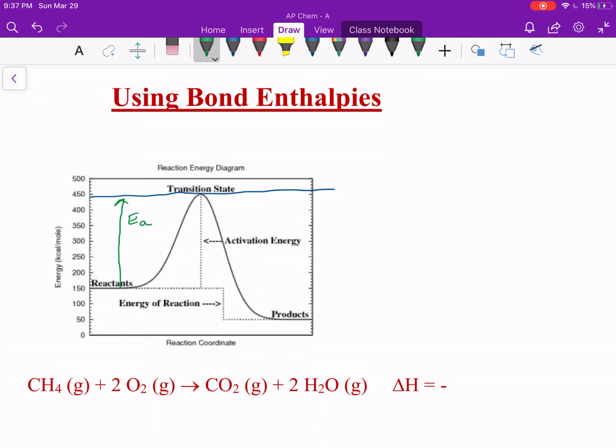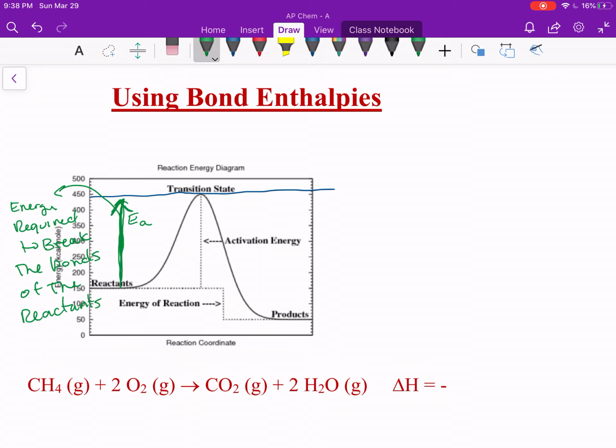We know this. And we know that activation energy is the energy required to break the bonds of the reactants. Right? So we know that here we have to put in a little bit of that energy to break those bonds. Now, we also know that bonds get formed when we make our products, right?